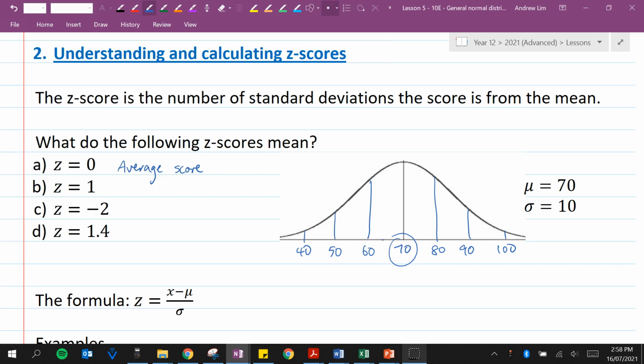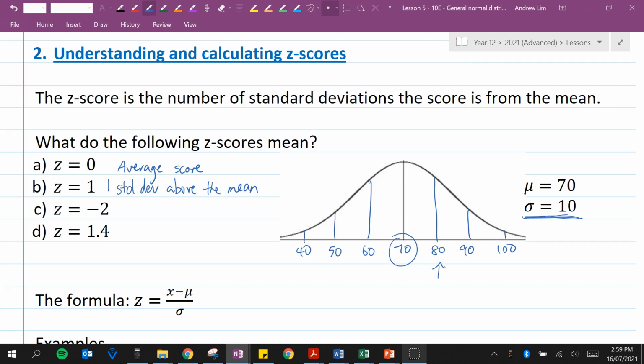A Z-score of positive 1 means you're 1 standard deviation above the mean. So if the average was 70 and you got a Z-score of 1, because the standard deviation in this question is 10, that means you got 80%. Okay, so the average was 70%, you got 80%. Or if you got 80%, your Z-score would be positive 1.